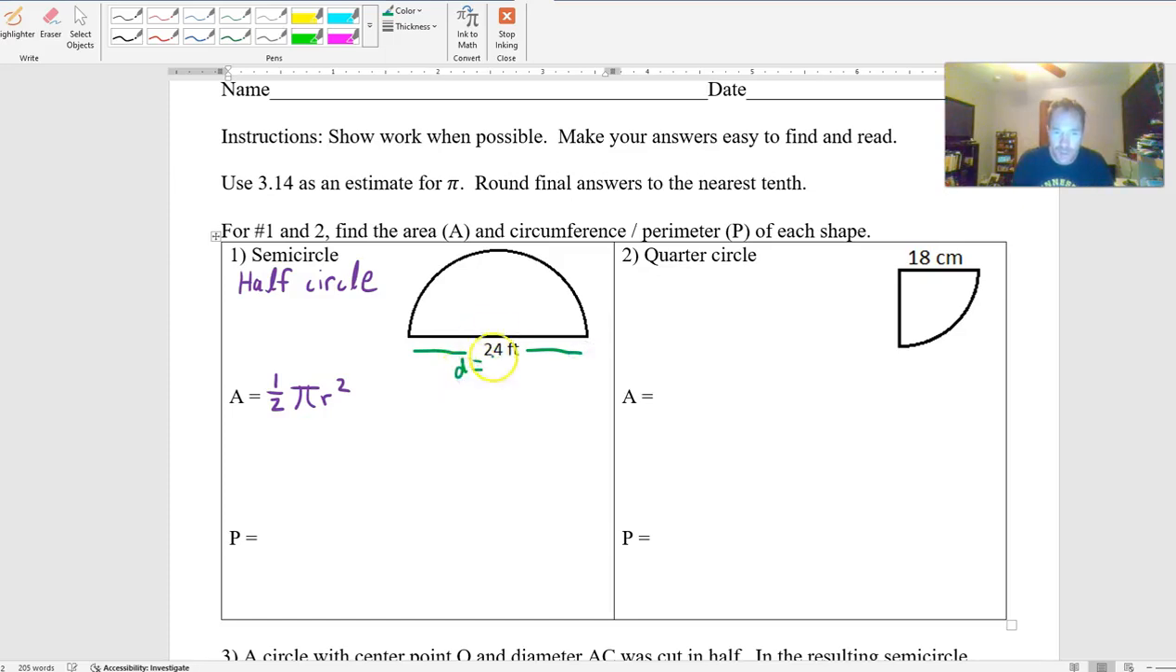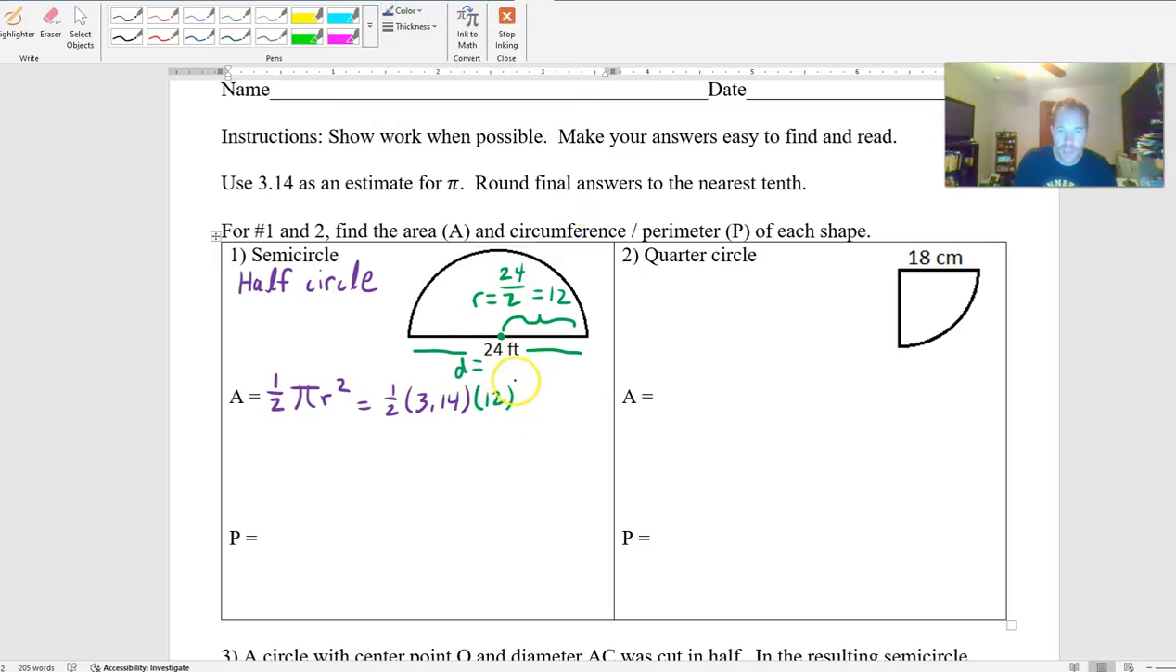The diameter would be 24. So the radius, just going halfway, would be half of that 24, which would be 12. So we got a radius of 12. So for doing our formula, we got 1/2. We're going to use 3.14 for pi, and then our radius of 12, and then that is being squared.